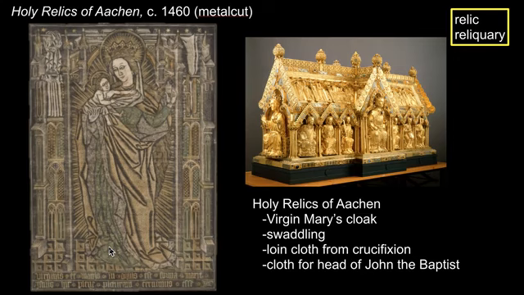Remember that a relic is an object associated with a holy person. A primary relic is a part of a holy person and is therefore sacred. The crown of thorns, the veil of Saint Veronica, for example. The holy relics of Aachen are all pieces of cloth associated with holy figures. They are kept in a reliquary, a vessel to hold a relic, to hold the sacred object, and often that reliquary, as you see here, is made of precious materials and looks and functions like a treasure chest.